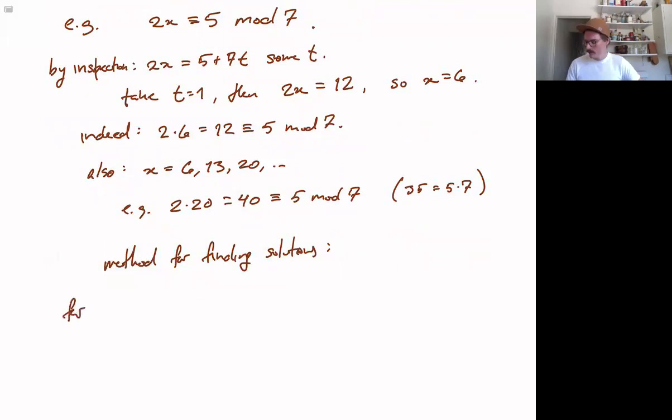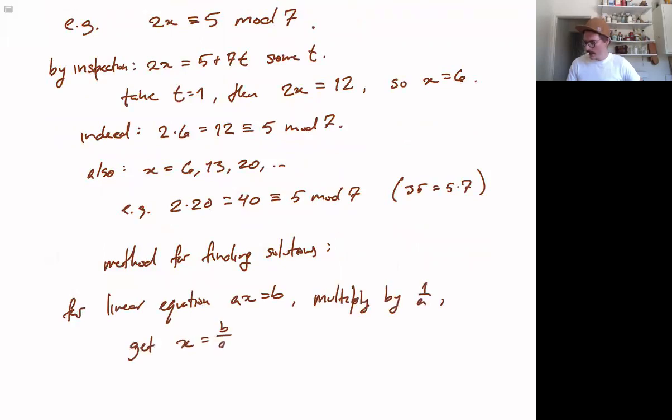So if we had a linear equation, let's go a little bit deeper into this analogy. How would we solve this? We would multiply by 1 over a on both sides, and we would find our solution is x equals b over a. And this is basically a surefire way of finding solutions to linear equations.